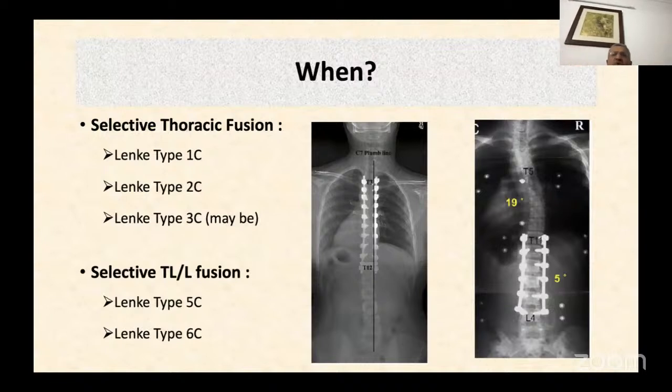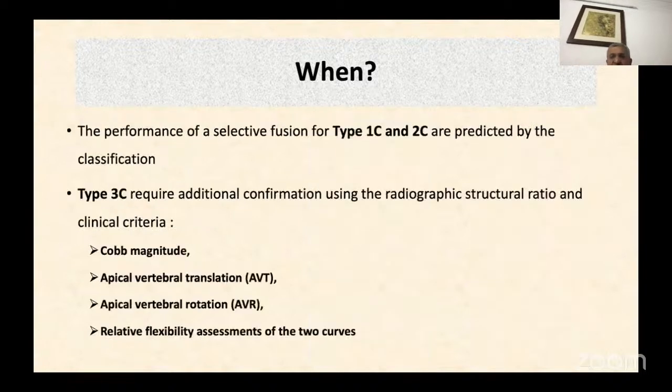The next important question is when we have to do a selective thoracic fusion. We can do selective thoracic fusions in cases of Lenke type 1C, 2C, and 3C curves. You may do selective thoracolumbar fusion, understandably, in Lenke 5 and Lenke 6 curves. Therefore, if you take a Lenke 1C curve, by definition, what does it mean? The main thoracic curve is structural and the lumbar curve crosses the midline but is non-structural. Similarly, it applies to the 2C curve.